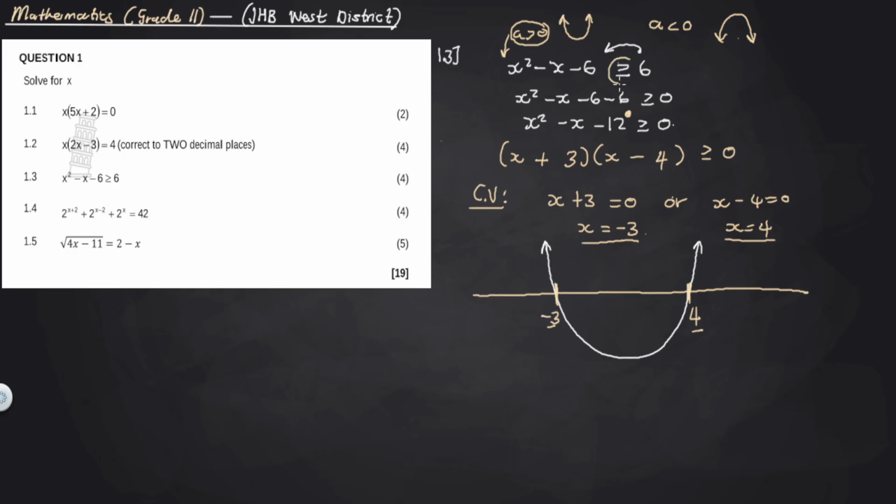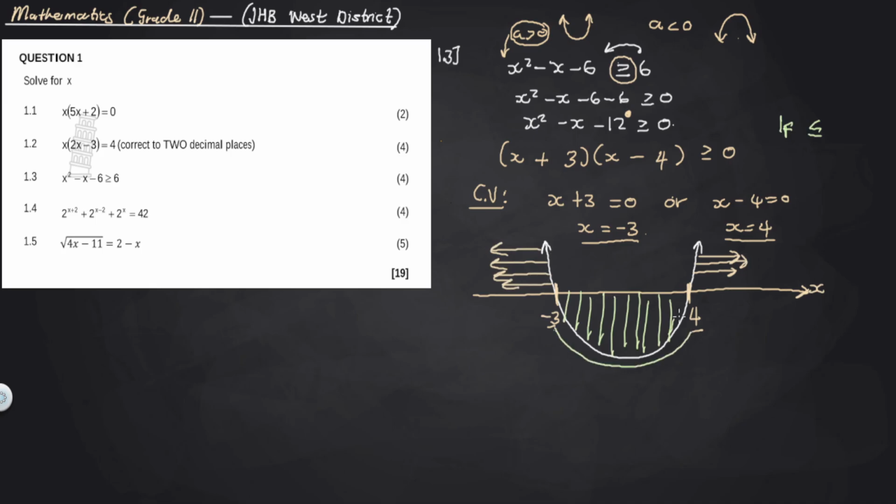Now the inequality sign says greater or equal to. So if you have a greater sign, it means that your solutions are above the x-axis. My solutions are gonna be found just above the x-axis. If the inequality sign was less than or equal to, it means that my solutions were gonna be below the x-axis. Then my solutions were gonna be between negative 3 and 4.